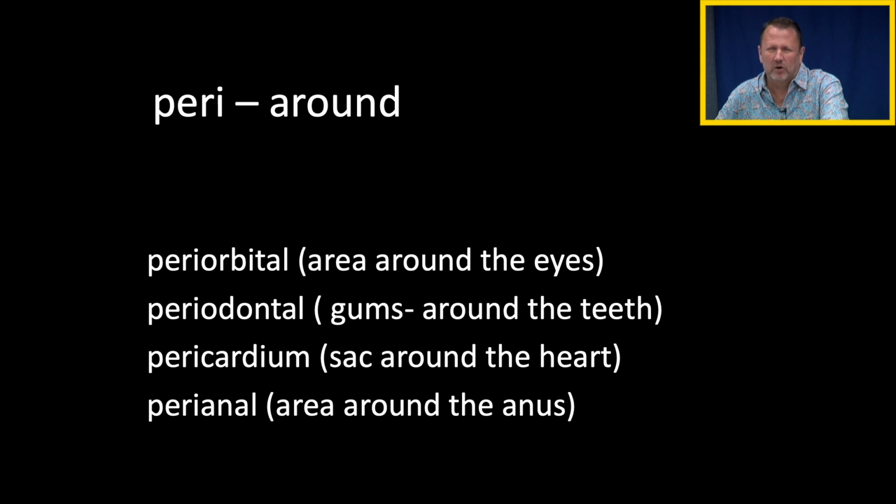Peri, around, periorbital, around the eyes. Orbit is the eyes. Periorbital means around the eyes. Periodontal, dental, dontal means teeth and gums. Periodontal is the gums around the teeth. Pericardium is that sac around the heart. Perianal area is the area around the anus, the rectum.